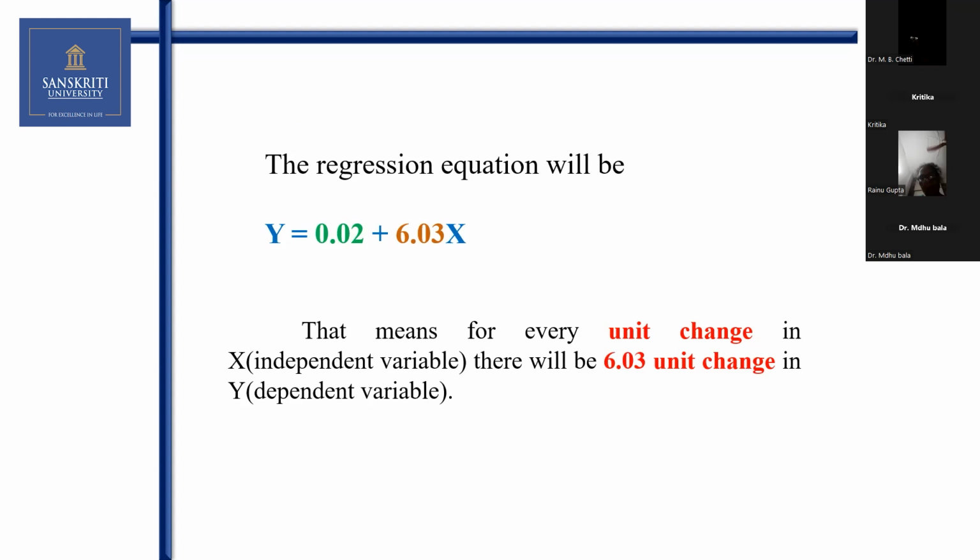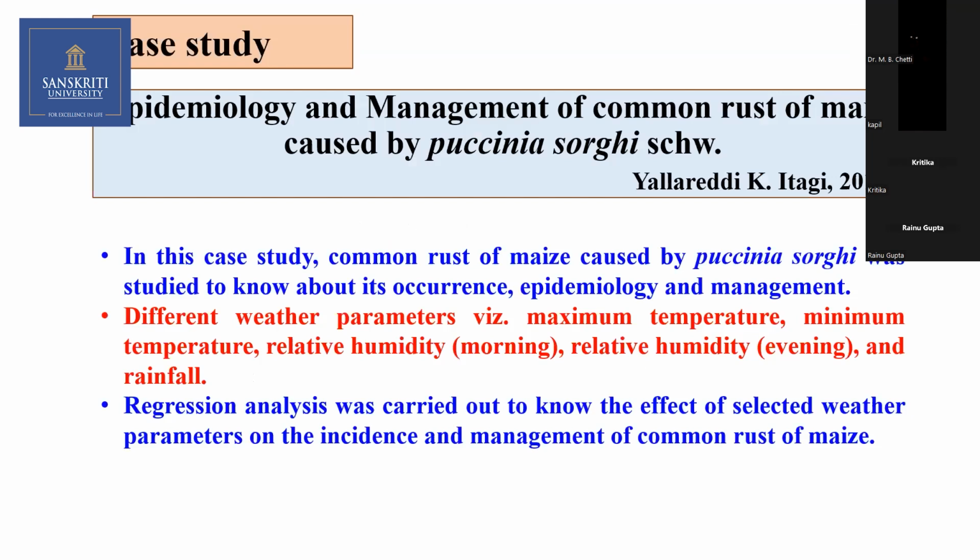Per unit change in x will change 6.03 unit of change in y. I don't know which unit they have used. I'm just telling you, per unit change in x will bring about 6.03 unit change in y. You can predict this. I'm going to the case study so that it will be clear to you.